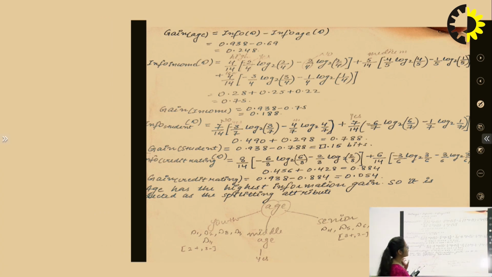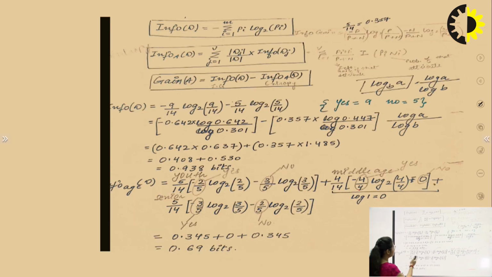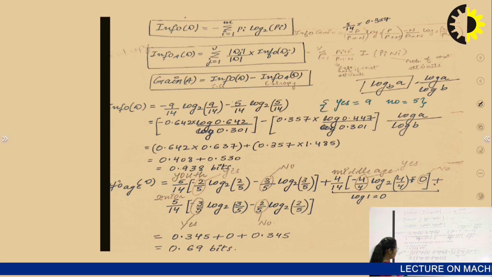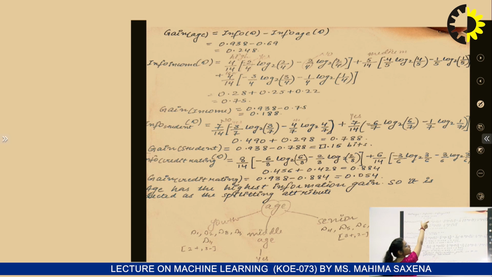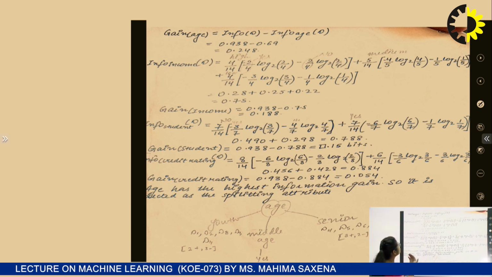Now after age, we will calculate the gain. The formula of gain is: first we calculate the information gain for the class attribute. That class attribute is our Bayes computer, and after that we subtract from the class attribute the value of age. 0.938 minus 0.69. After that we got the value of gain. Now we will calculate the same for income, student, and credit rating.